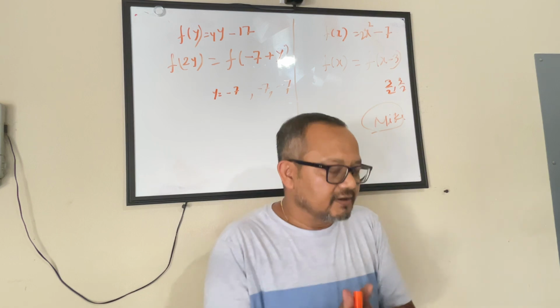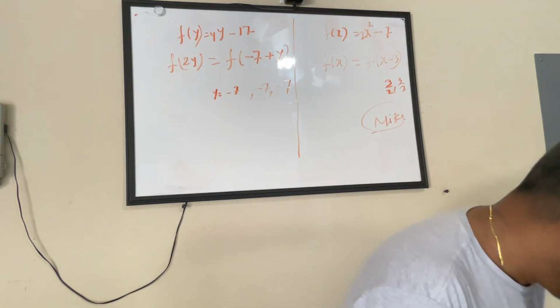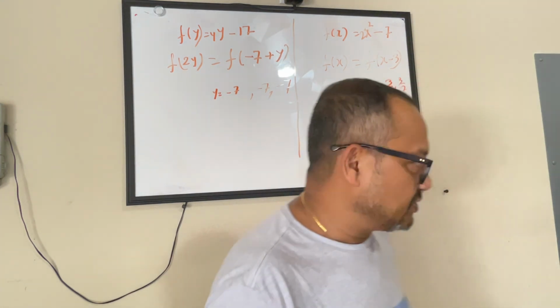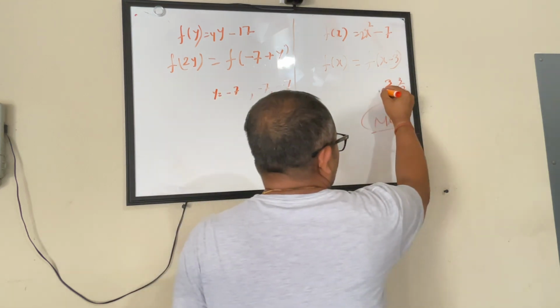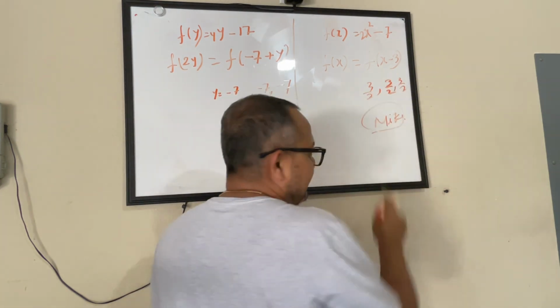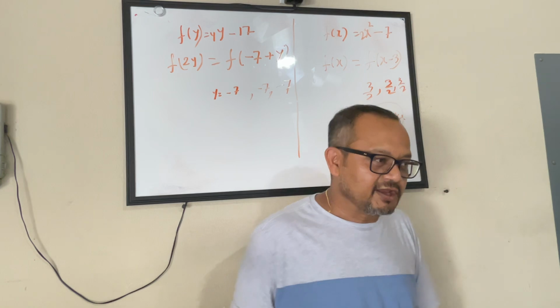So the second one I got 3 by 2. I'm sorry? The second one I got 3 by 2? Okay. So I have one more person to fight with if I have to prove that this is not the right answer. Okay? Good.